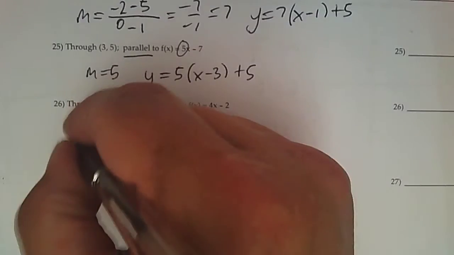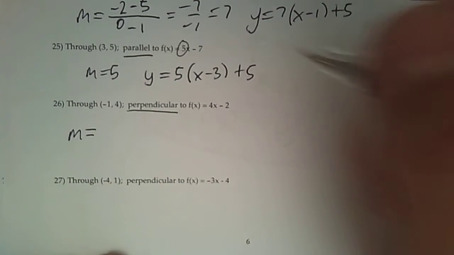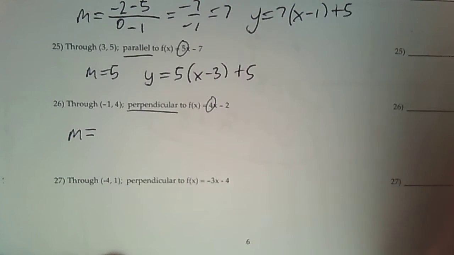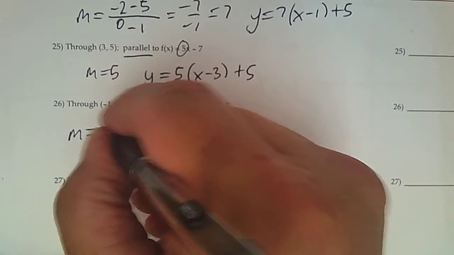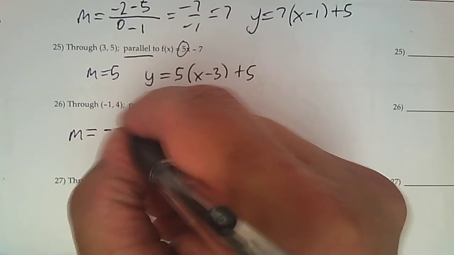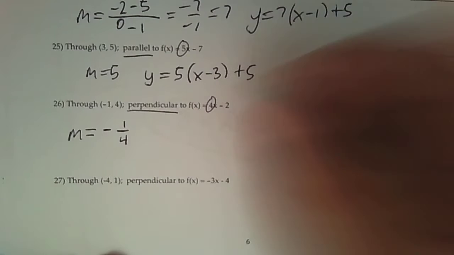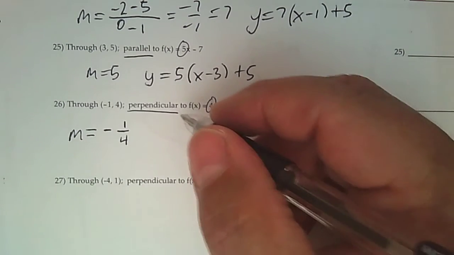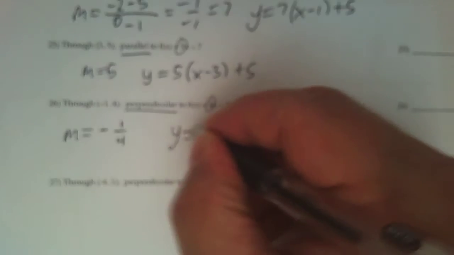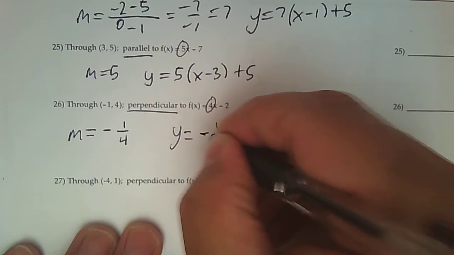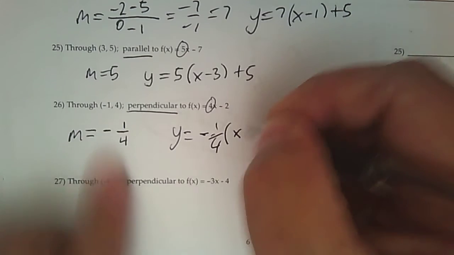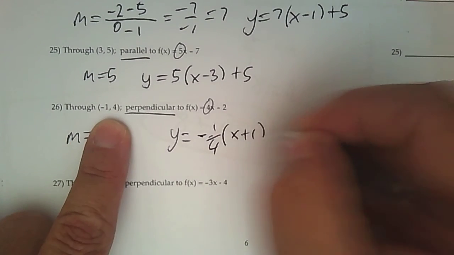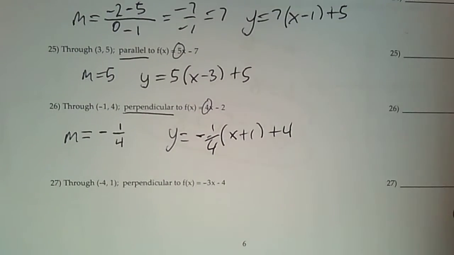Perpendicular means opposite and reciprocal. So the slope is 4, but it's positive. So perpendicular means it will now be negative, and then you do the reciprocal. So you have to do two things. You need to do the opposite sign and flip it. So that's why it's negative a quarter. And then the equation would start with negative a quarter. The x-coordinate, change the sign, and the y-coordinate stays the same.